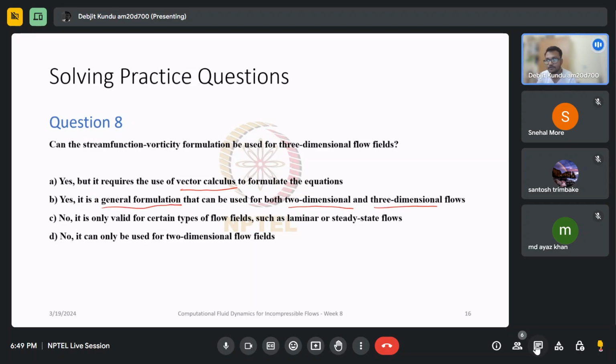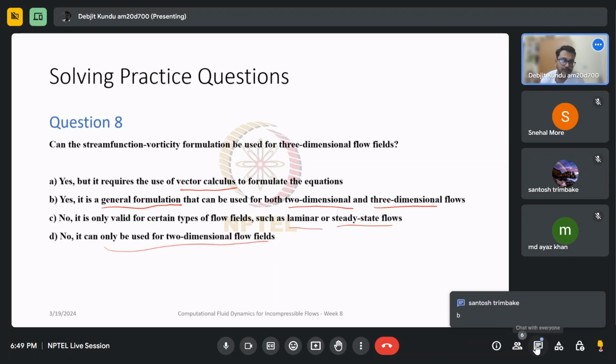Or is it option C? No, it is only valid for certain types of flow fields, such as only laminar or only steady state flows. Is it option D? No, it can only be used for 2D flows. It can be used for 2D flows only, and it can't be used for 3D flows.